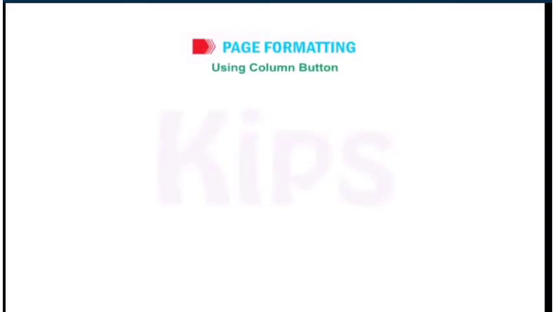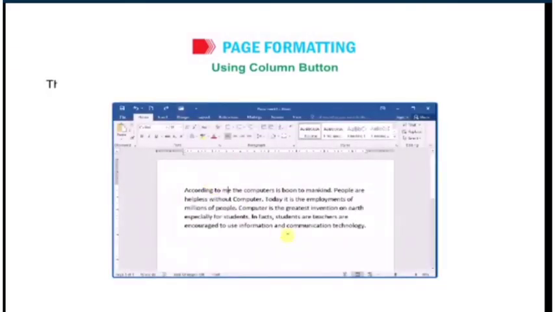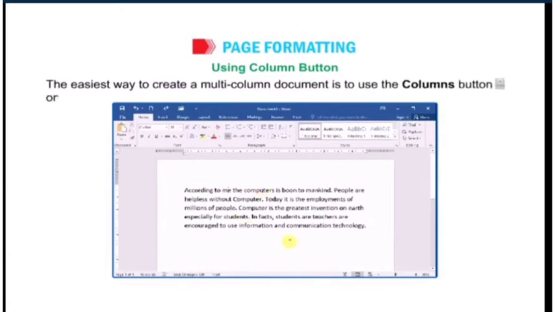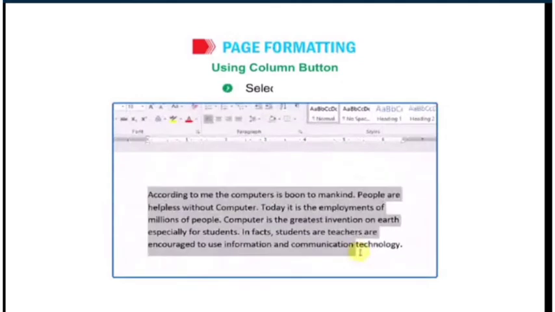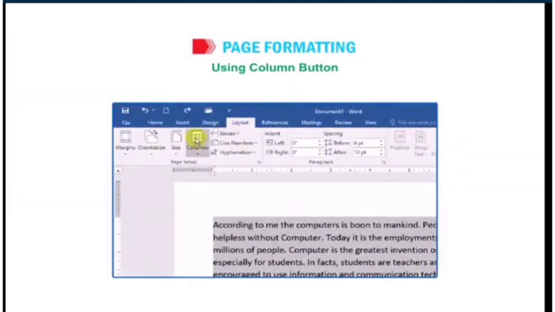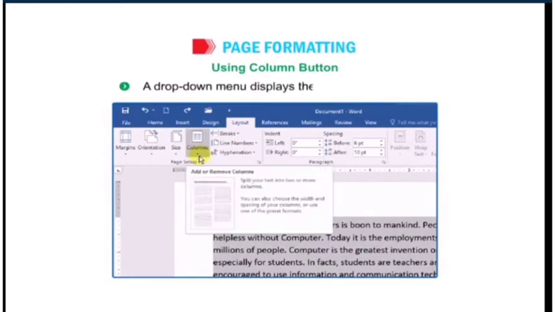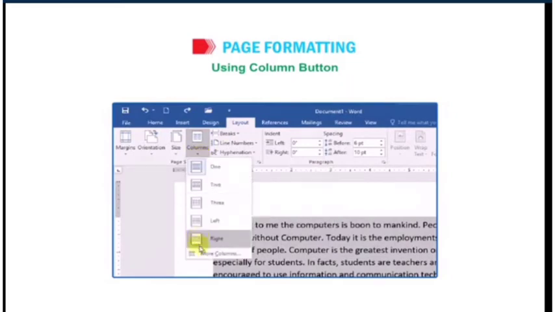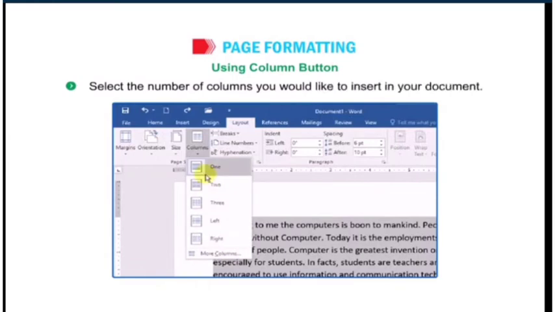Using the Columns button. The easiest way to create a multi-column document is to use the Columns button on the Layout tab in the Page Setup group. Select the text. Click on the Columns button. A drop-down menu displays the choices of columns. Select the number of columns you would like to insert in your document.